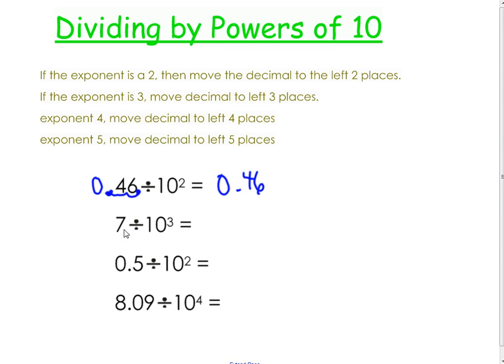For 7, the decimal point is here at the end of the 7 because it's a whole number. The exponent is 3, so that means we're going to move our decimal to the left 3 places because we're dividing. So we move it over 1, 2, 3, and that's where our decimal goes. And we have no numbers here, so we need to put in 0 placeholders, and we need to remember a 0 placeholder in the ones place. So 7 divided by 10 to the third power is 0 and 7 thousandths.